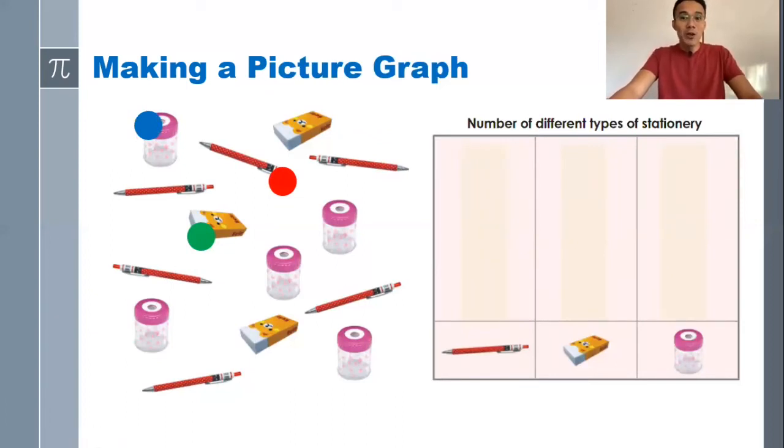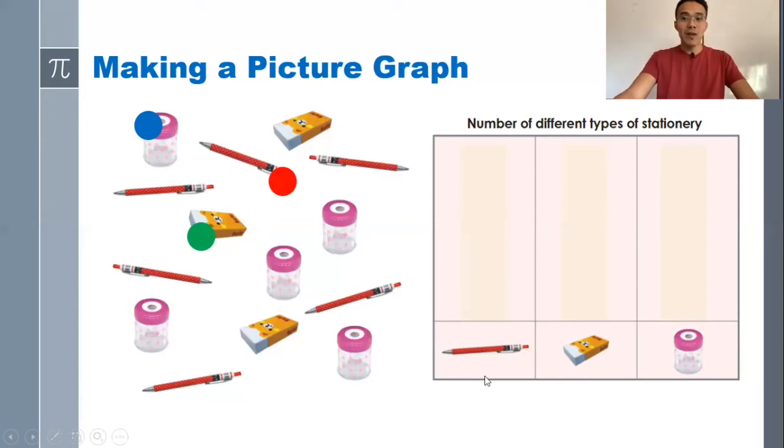By the way, grade 1, don't forget to name your table or graph. The name of this graph is number of different types of stationery. What do you mean by stationery? These objects are examples of stationery. Stationery means these are objects we use to write or draw, anything. You go to the National Bookstore and you can see a lot of stationeries there.